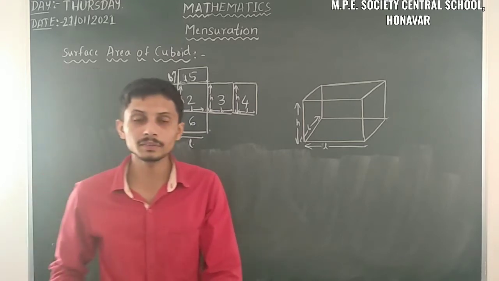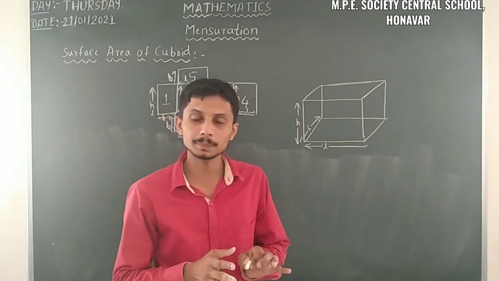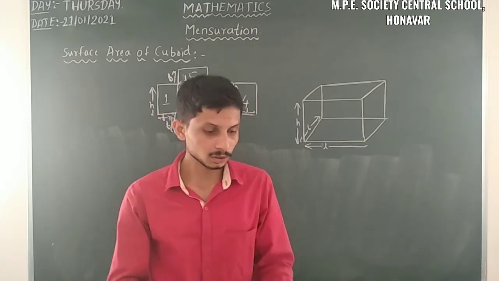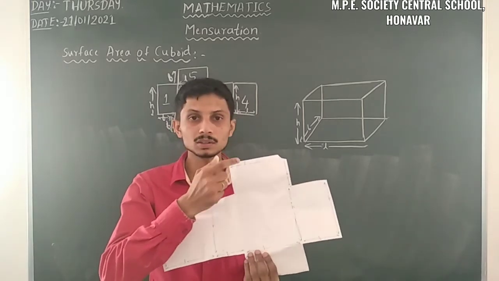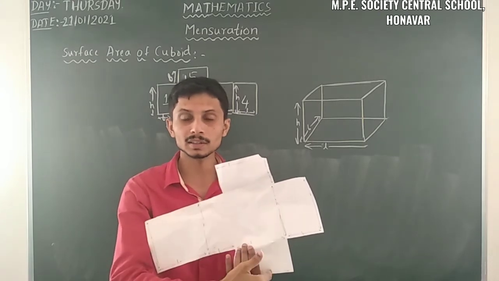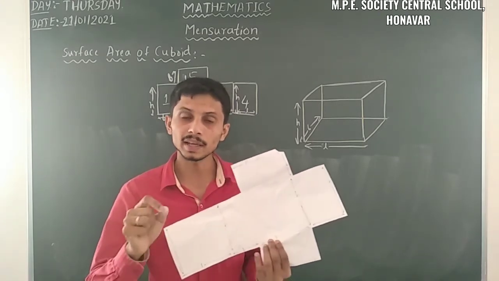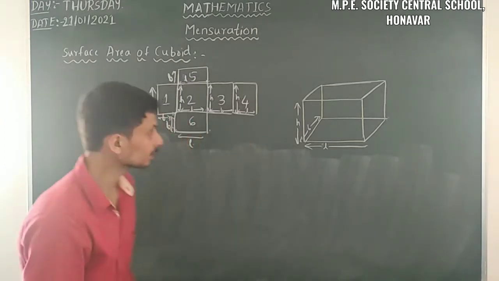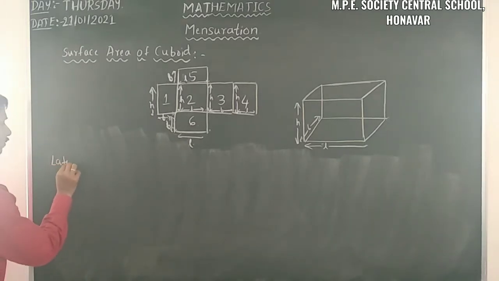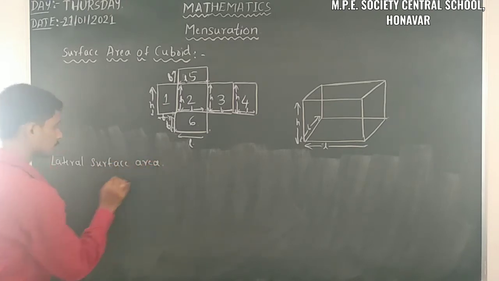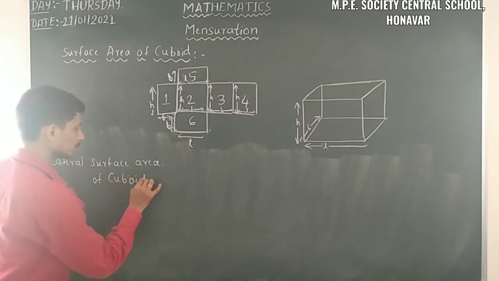So here just observe, already we know that in the case of lateral surface area, we have to neglect the top and bottom part. So already we have the top and bottom part here. Just observe, this is the top part, this is the bottom part. So in the top and bottom part we have L into B, here also L into B. Just neglect L into B, then we get the lateral surface area. So let's take the lateral surface area of the cuboid here.